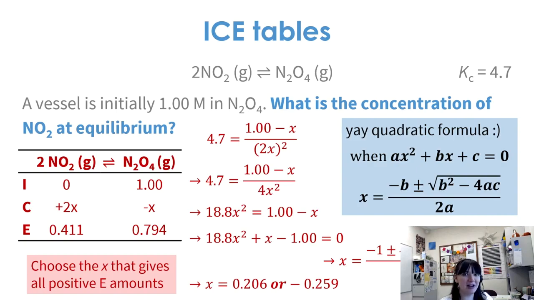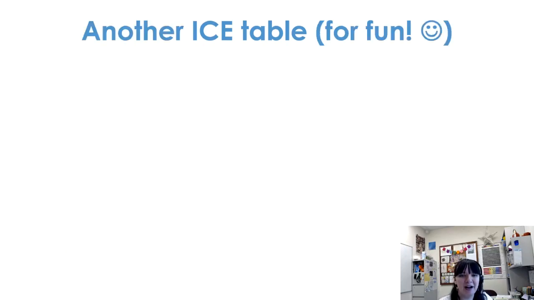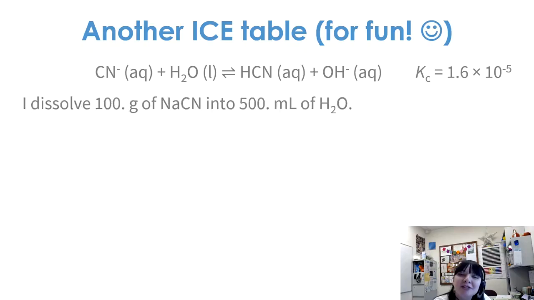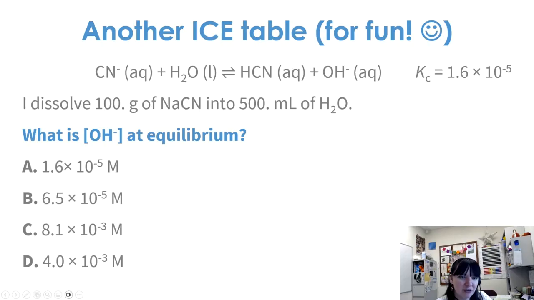Now on the flip side, I want to show you a math trick that actually makes the calculations easier. So for this, let's take a look at another ICE table. This time the reaction of cyanide and water producing hydrocyanic acid and hydroxide ions. This has an equilibrium constant of 1.6 times 10 to the minus 5. So let's say I prepare a solution of 100 grams of sodium cyanide in 500 milliliters total of solution. What would be the concentration of hydroxide once this reaction has reached equilibrium?